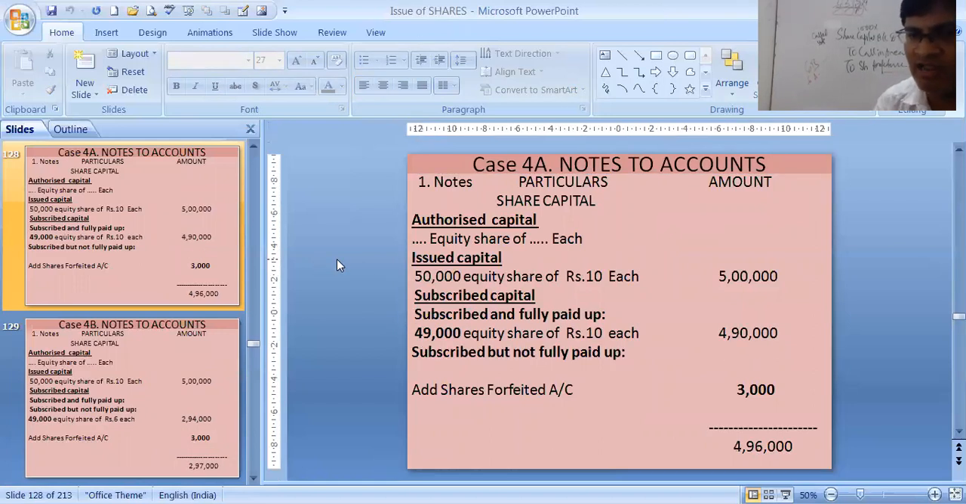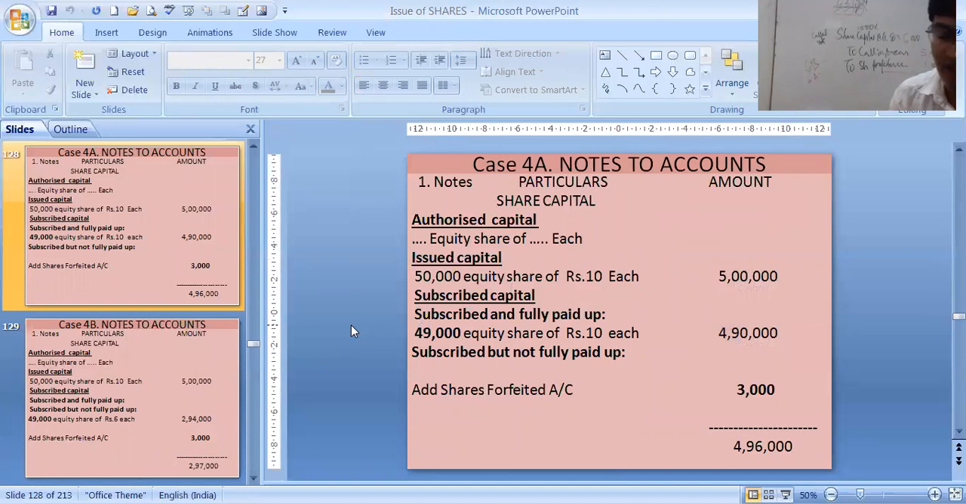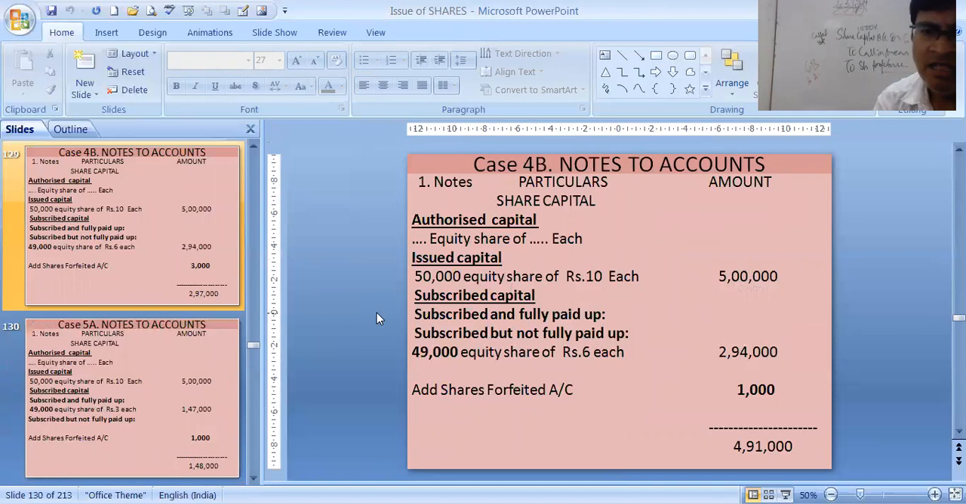Case 4A we have called the remaining shares. That's why 4,90,000. Share forfeiture is same in both the cases, but share that is fully paid up because people have also subscribed for the remaining shares. And in case 4B, people also have not subscribed, and the company has also not called. So the company has only called till 6 rupees, so it is subscribed but not fully paid up of rupees 6 each. The company has not made the final call. That's why it is written rupees 6 each. 2,94,000, 49,000 into 6. And share forfeiture is same.